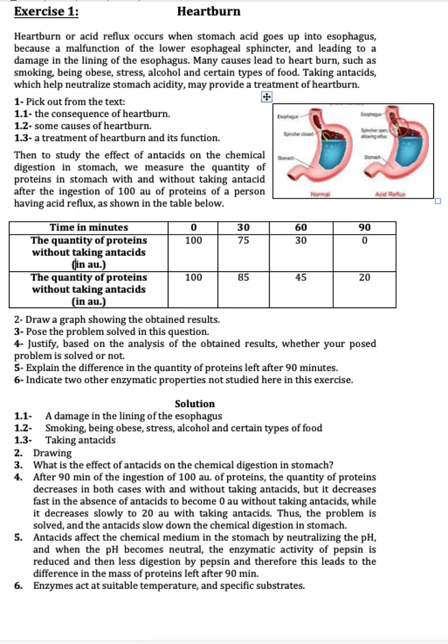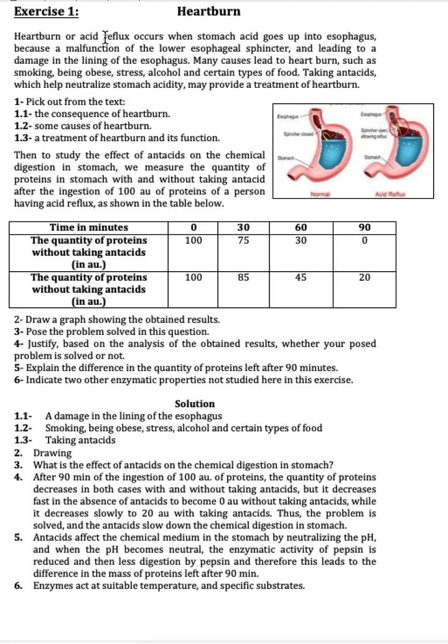Today's lecture is about heartburn. So we're going to solve an exercise about heartburn to understand more details about this problem. Heartburn is not a problem occurring in the heart. It's a problem occurring in the stomach. So we have the problem in the stomach and not in the heart. Let's start reading this exercise.